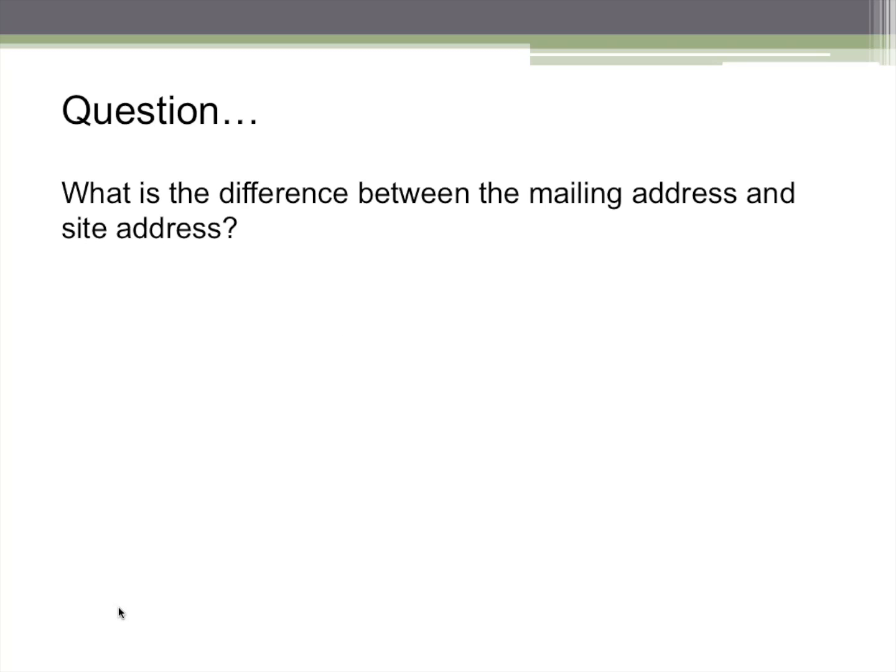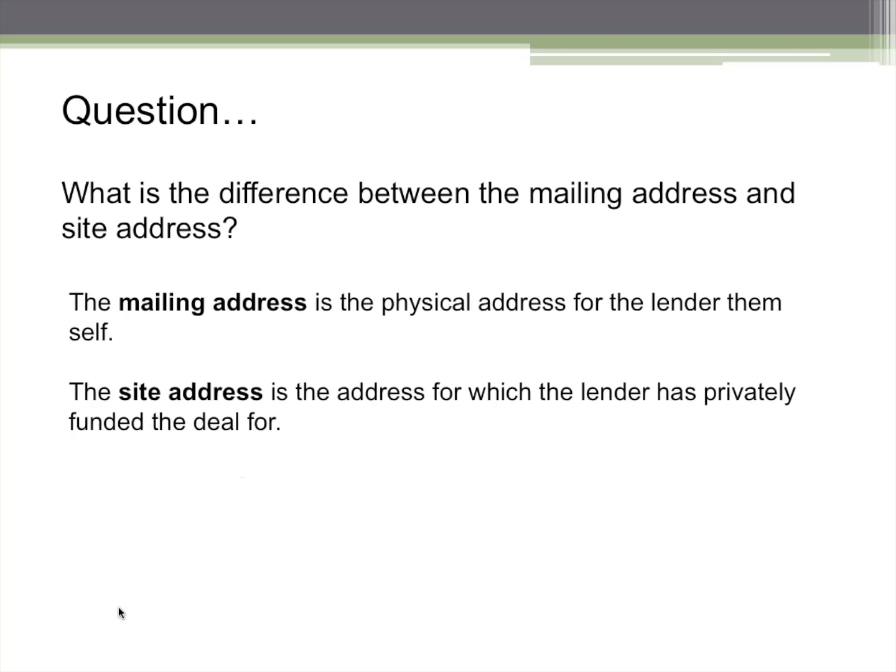What's the difference between the mailing address and the site address? That's always a good question. The mailing address is the physical address for the lender themselves. The site address is for which the lender has privately funded the deal for. So the site address is the house they provided the funding for. The mailing address is for the lender themselves. So if you're trying to send mail to a lender, the first place you'd want to look is the mailing address.